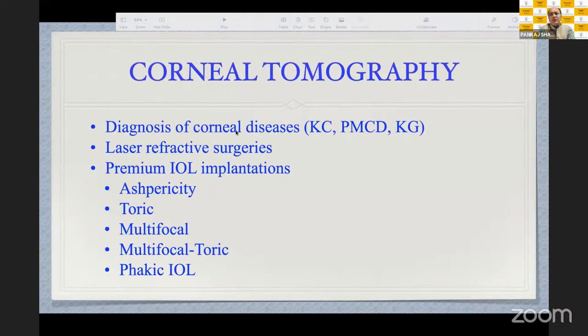So tomography, why do we need to do this detailed study of the cornea? Now, if anybody asks you why we need to do corneal tomography, don't go directly to saying that we need it for laser refractive surgery. No, the main use of tomography is for diagnosis of corneal diseases. And as we all know, the most important disease is keratoconus. That is the primary aim of corneal tomography, to detect early keratoconus, because now we can do something about it. There was a time when we didn't have any treatment for keratoconus; now we can freeze it with cross-linking. Then other diseases like PMCD. What is PMCD? Anybody?